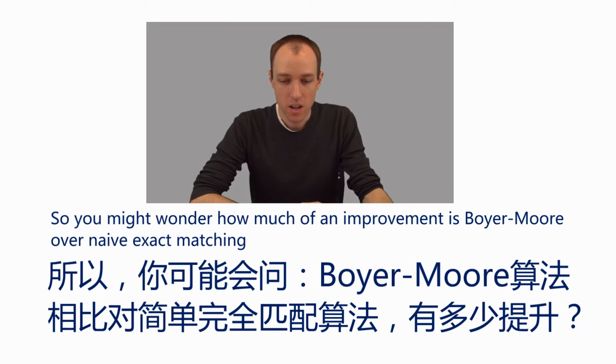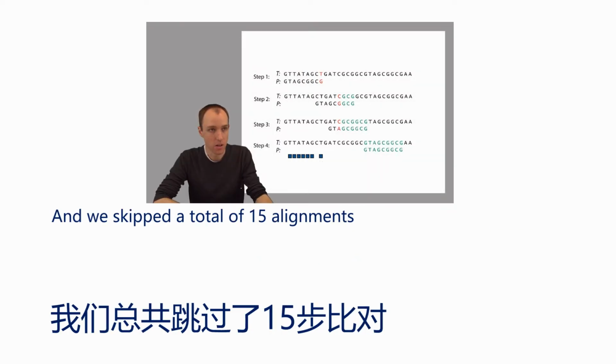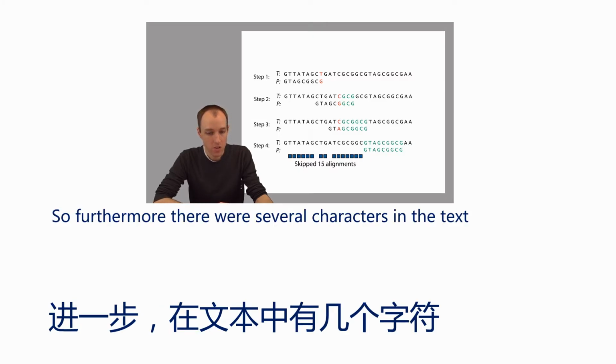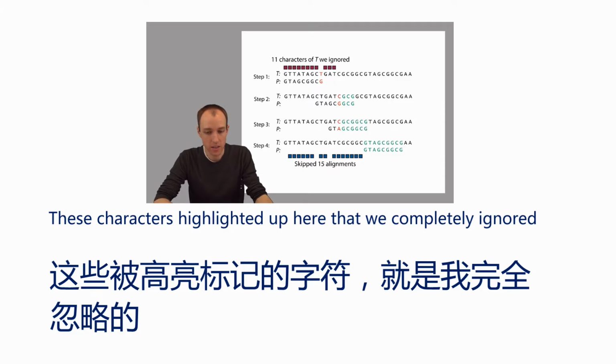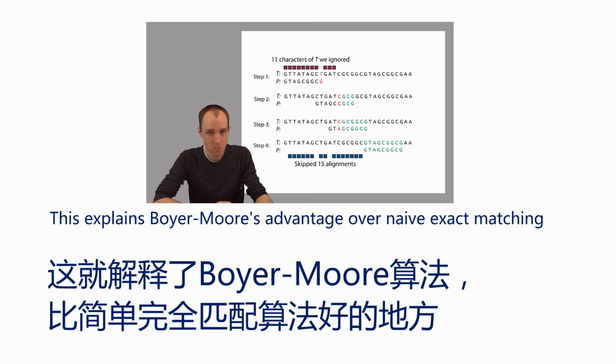You might wonder, how much of an improvement is Boyer-Moore over naive exact matching? In this example, we went through a few steps of Boyer-Moore and we skipped a total of 15 alignments. Furthermore, there were several characters in the text, these characters highlighted up here, that we completely ignored. They were never involved in any character comparisons that we did. This explains Boyer-Moore's advantage over naive exact matching.